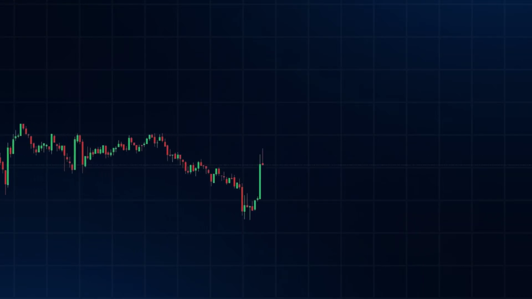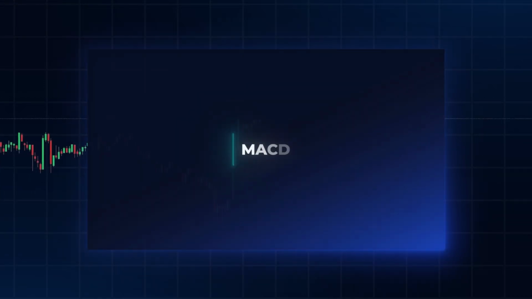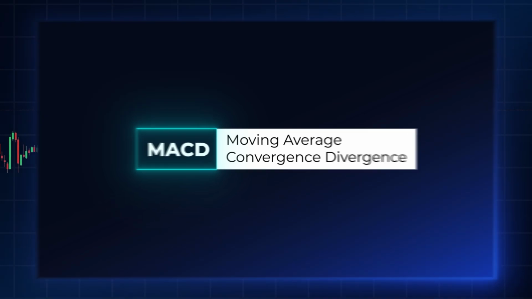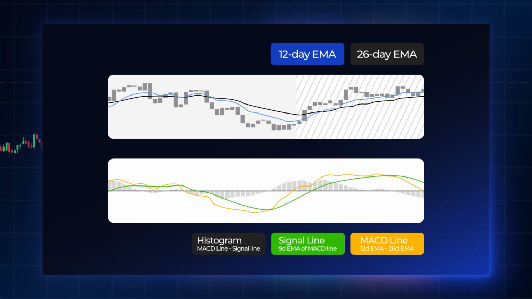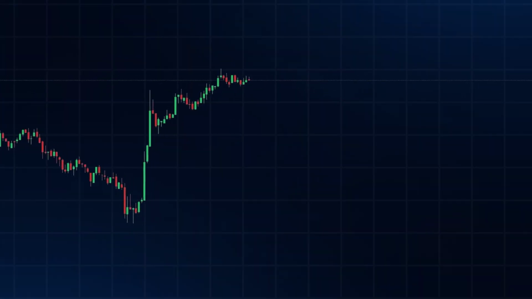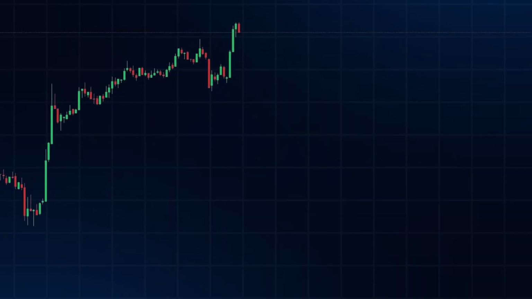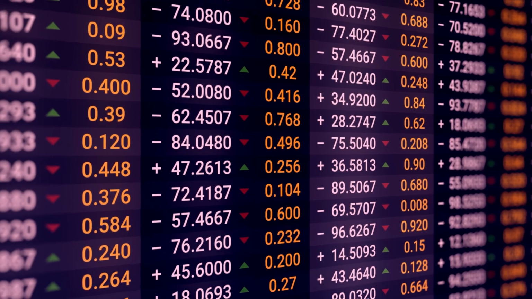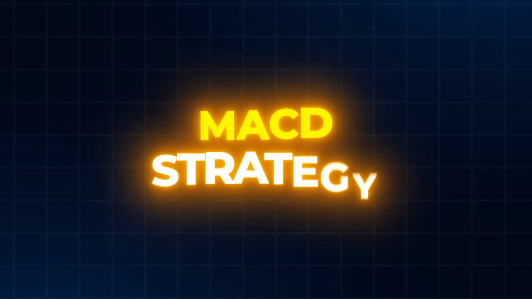Alright, so in today's video, we're taking a closer look at the MACD indicator, what it is, how it works, and how you can actually use it in your trading. It's a pretty simple tool, but when you understand it right, it can really take your trading to the next level. Of course, there are a few little details you'll want to watch out for, just to avoid making those classic beginner mistakes. Well, enough talk, let's get straight into it.